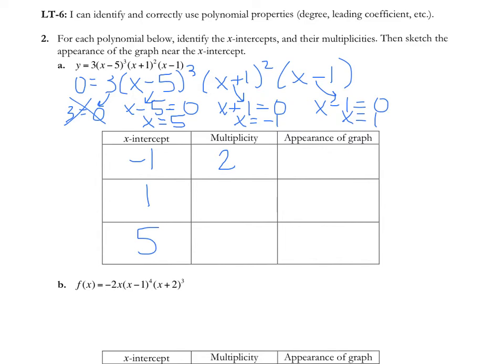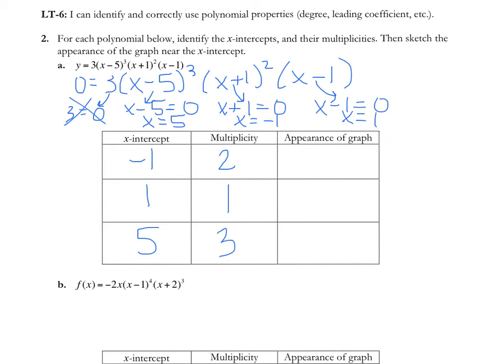Next, we have our x-intercept of 1. That came from this factor here, the x minus 1. And notice that has a little invisible exponent of 1 on it. So that will have multiplicity 1. And finally, our x-intercept 5 came from this factor here, the x minus 5 cubed. So that will have a multiplicity 3.